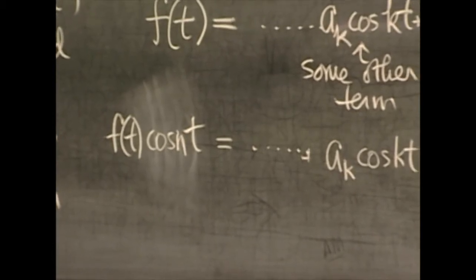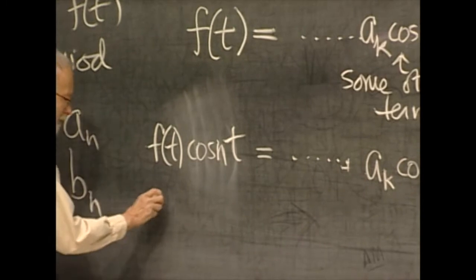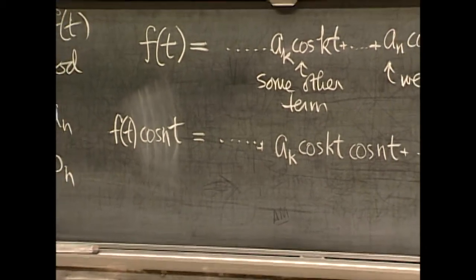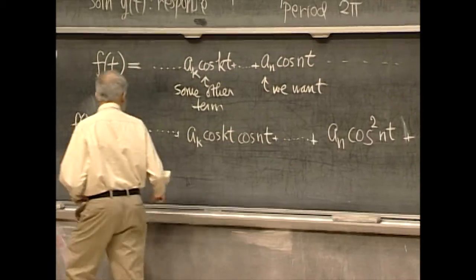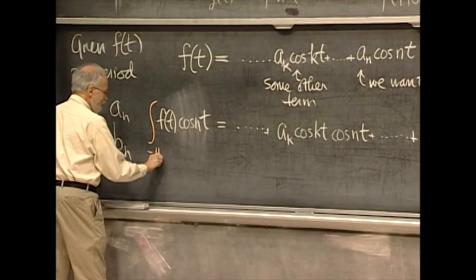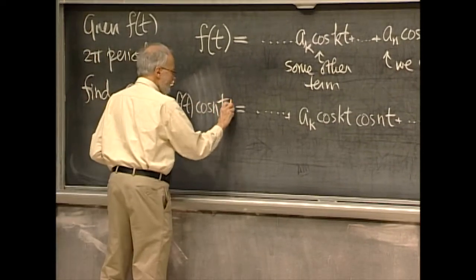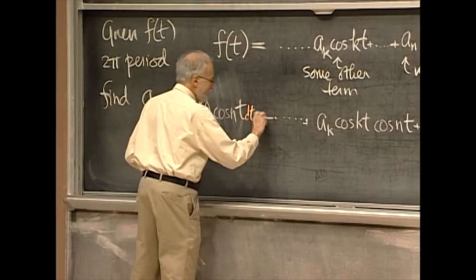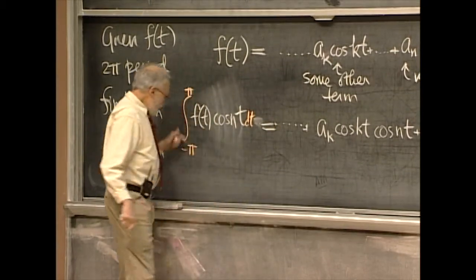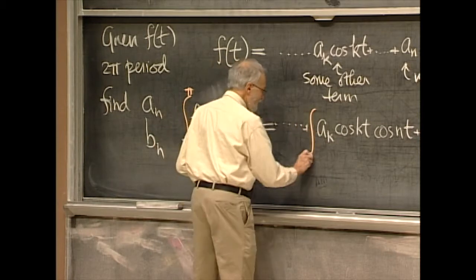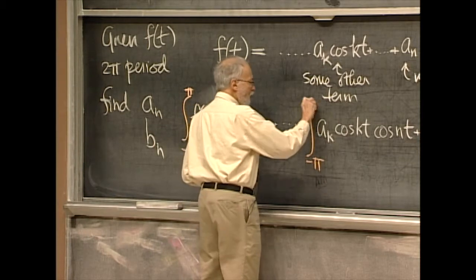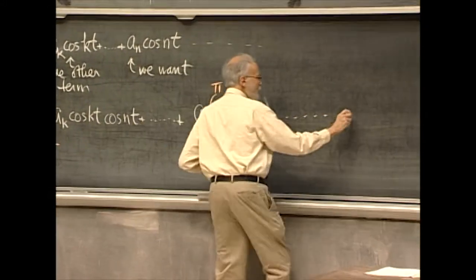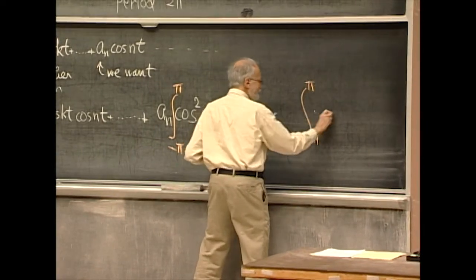It's the oldest trick in the book. I now integrate everything from minus pi to pi. So, you want to integrate from minus pi to pi? Good, just integrate everything. Everything on the right-hand side also from minus pi to pi, plus these other guys, just to indicate they're out there too.